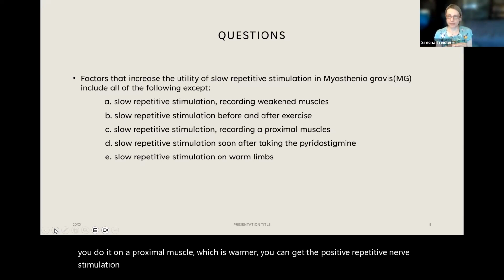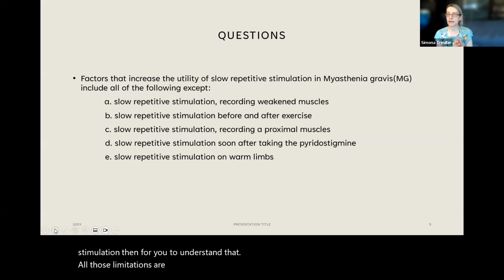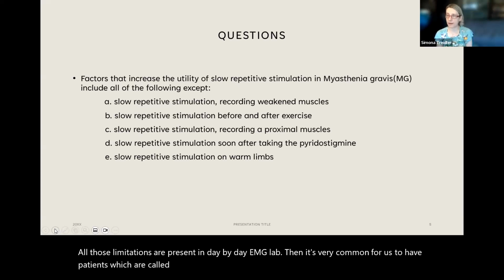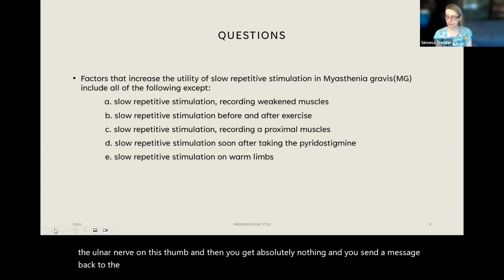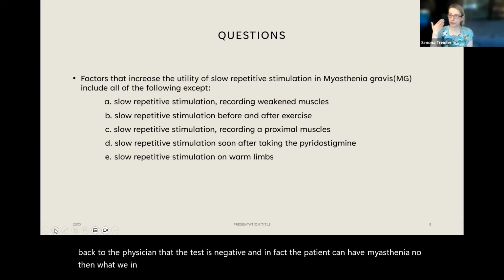Then for you to understand that all those limitations are present in the day-by-day EMG lab, it's very common for us to have patients who are cold, anxious, no? And you do a repetitive nerve stimulation on the ulnar nerve, distal, and you get absolutely nothing, and you send a message back to the physician that the test is negative, and in fact, the patient can have myasthenia, no?